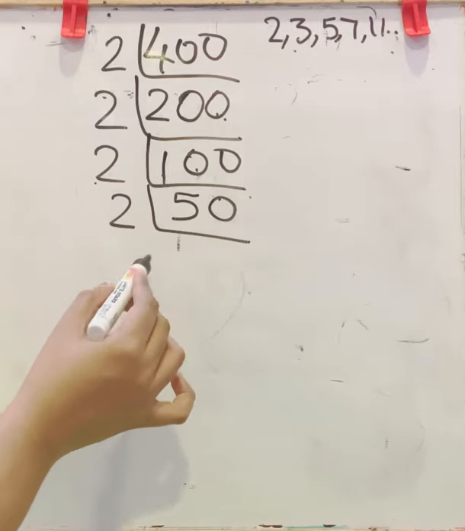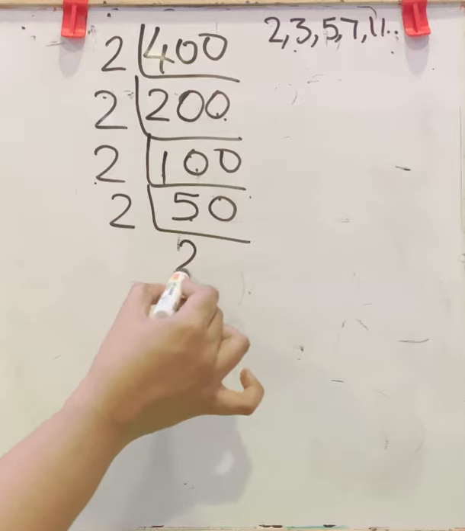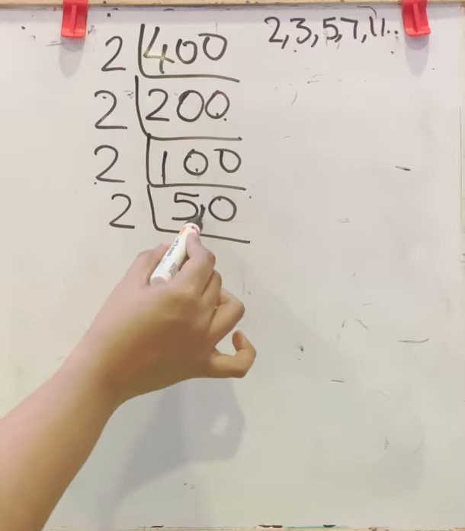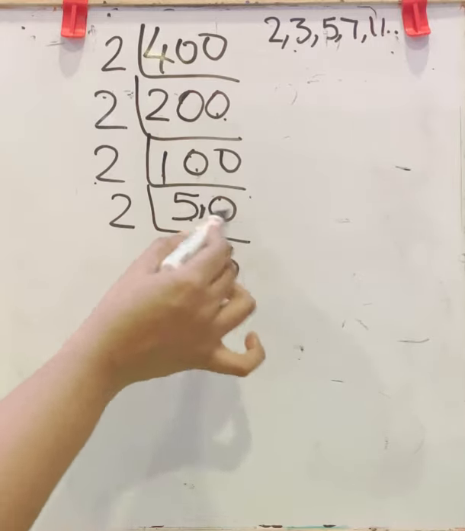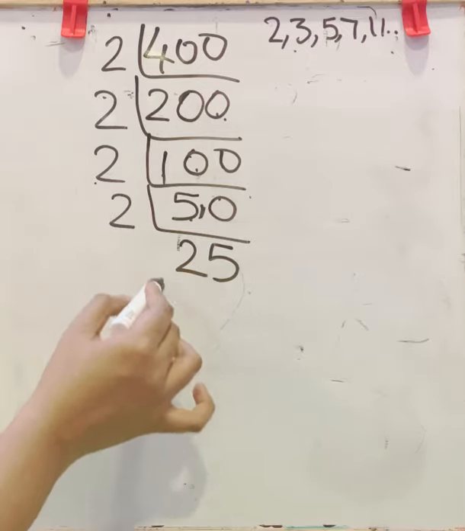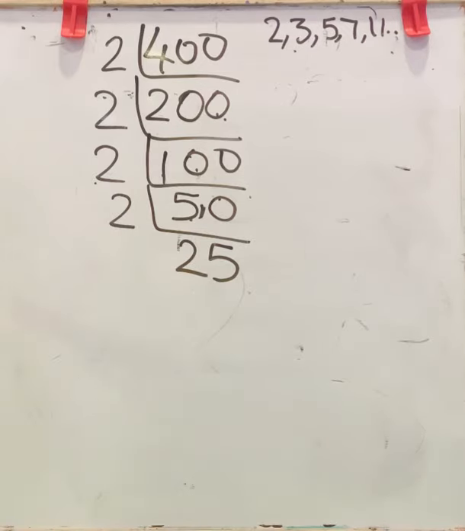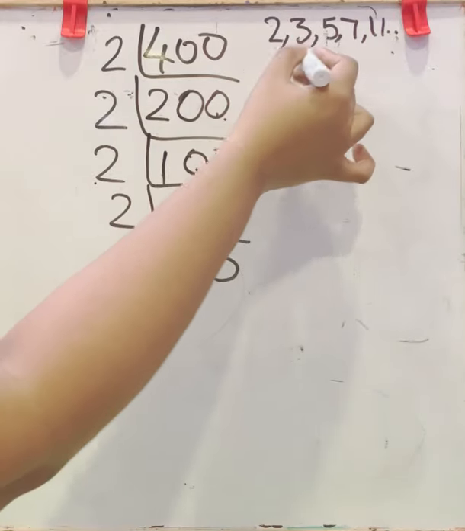So again with 2. In 5, 2 2s are 4. Balance is 1. This becomes 10. Now 5 2s are 10. Now next, again checking with 2. It is not divisible by 2 because in the units place it is 5. If it comes 5, you can't say it is divisible by 2. Now stop 2. Next number is 3.